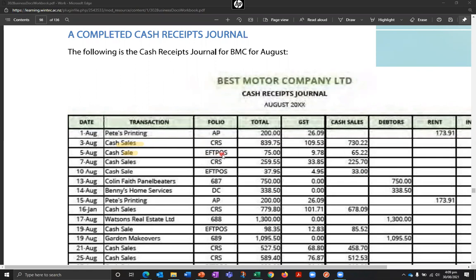This one here for FPOS is one single transaction, so it doesn't have an S on the end of sales. It's just one transaction. Therefore, it is one cash sale. That's a big difference because if you get this incorrect in an assessment, you will be marked down for including an S when it should be a sale and vice versa. So just remember, CRS equals many sales. So it is therefore the plural version, cash sales. FPOS is one transaction, so it is just one cash sale.